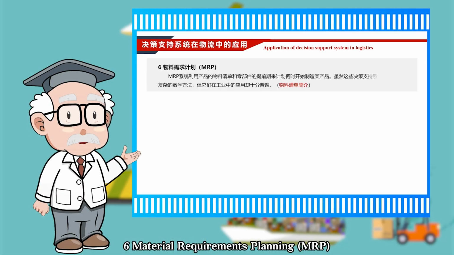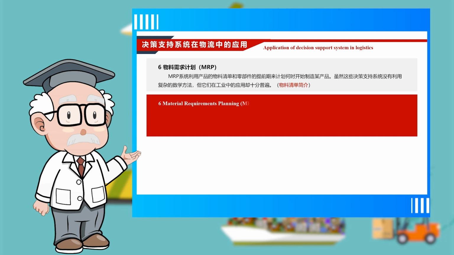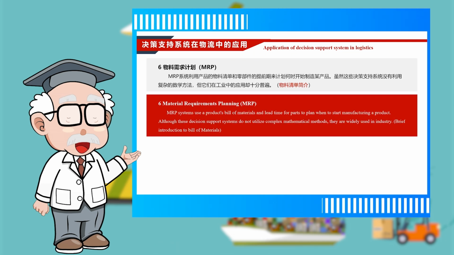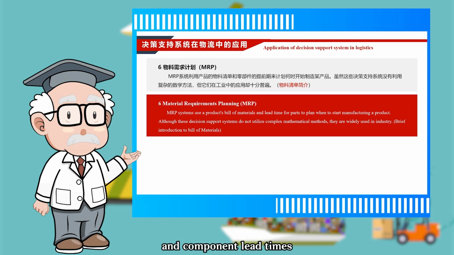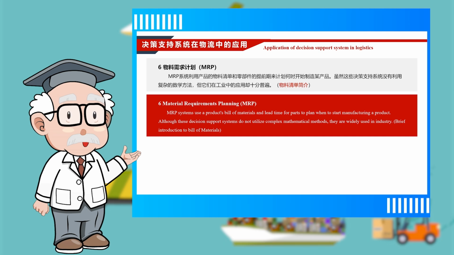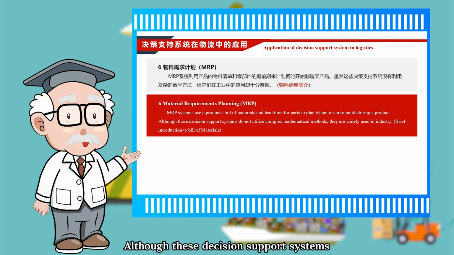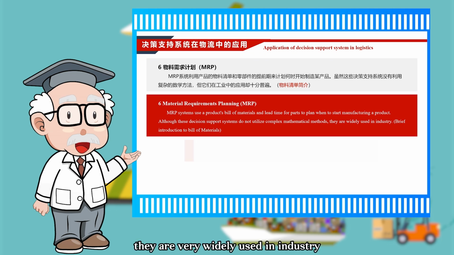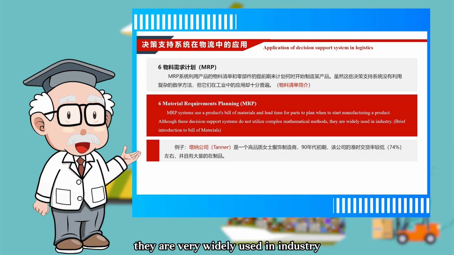6. Material requirements planning, MRP. MRP systems use product bills of materials and component lead times to plan when to start manufacturing a product. Although these decision support systems do not use complex mathematical methods, they are very widely used in industry.